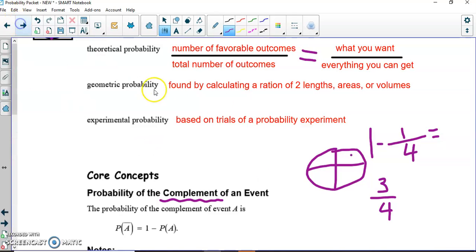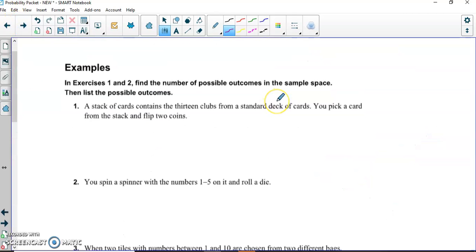Okay, so let's do some practice with this. Number 1 says a stack of cards contains the 13 clubs from a standard deck of cards. You pick a card from the stack and you flip 2 coins. So all we want to do is just list what could happen, right? Well, there's 13 clubs there, so how many different options are there? There's 13, right? So 13 different options.